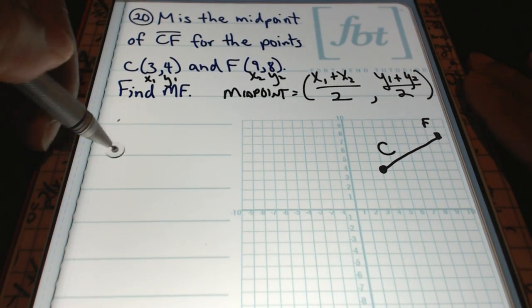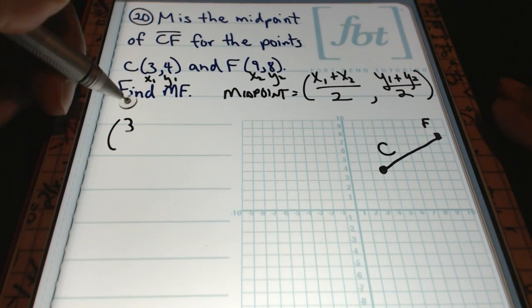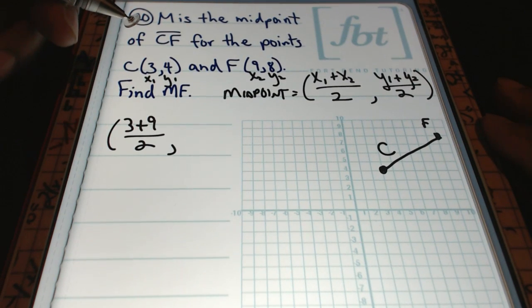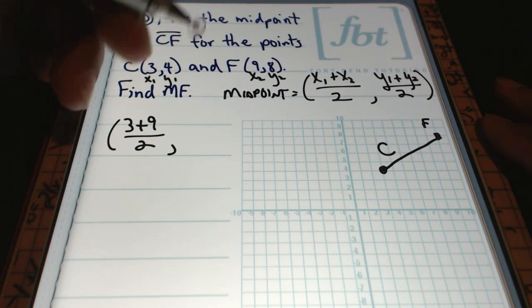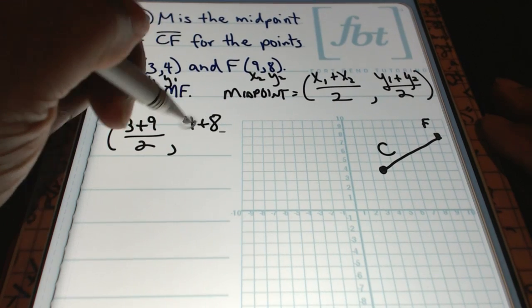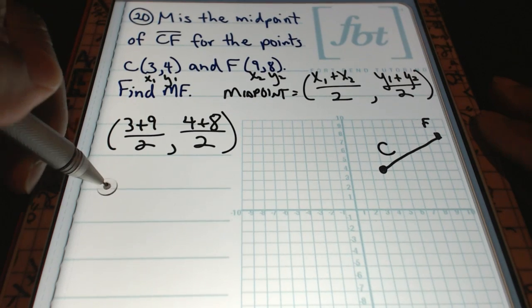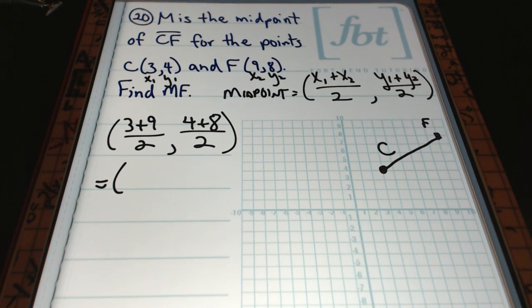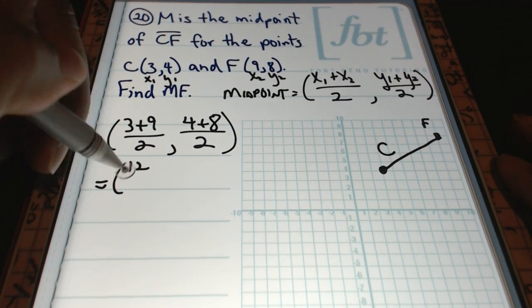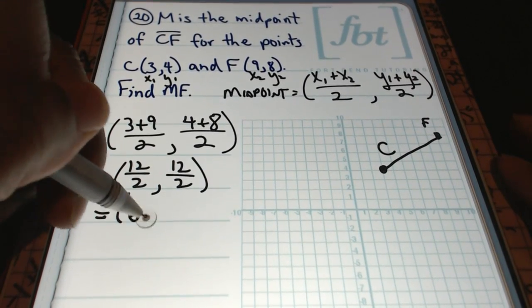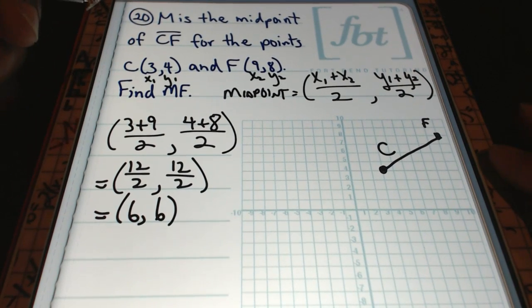So for the first value, that x1 value, we're going to have 3 plus 9 divided by 2. Then, to get that y value of the midpoint, you're going to have 4 plus 8 divided by 2. That's exactly what we have. And simplifying this, you'll find out that the point for MF is going to be at 12 over 2, 12 over 2. That's going to be 6, 6. So our point is at 6, 6.